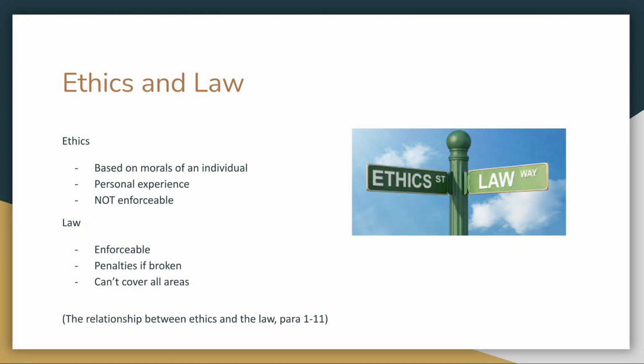Laws, on the other hand, are enforceable, and this can be through courts and the state, which are all a part of the government. If laws are broken, legal action can be taken in the form of penalties, such as fines, jail time, etc. Since technology is always advancing, laws have a hard time covering the gray areas. And the gray areas are things such as Internet of Things, autonomous vehicles, as well as AI. But we'll be talking about those later in the video.